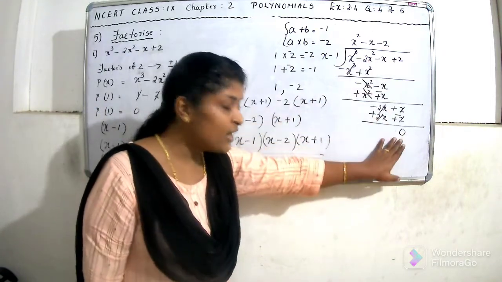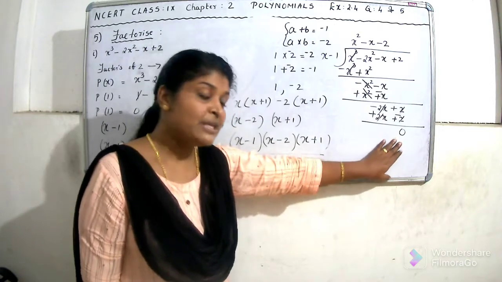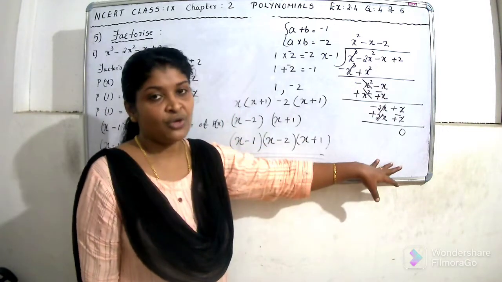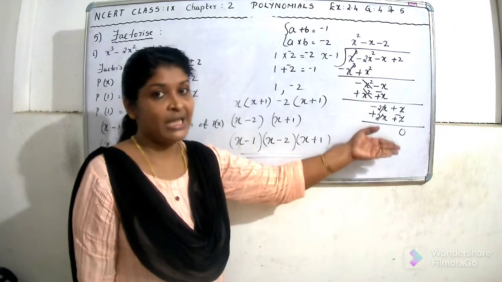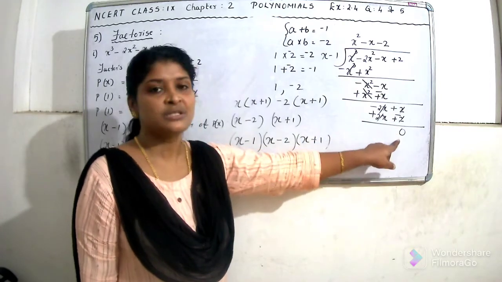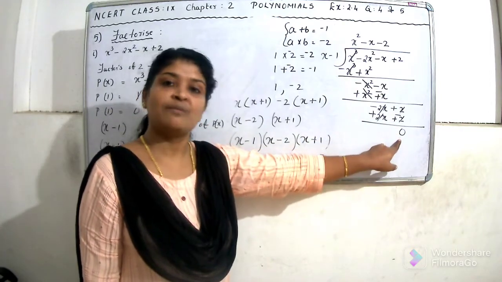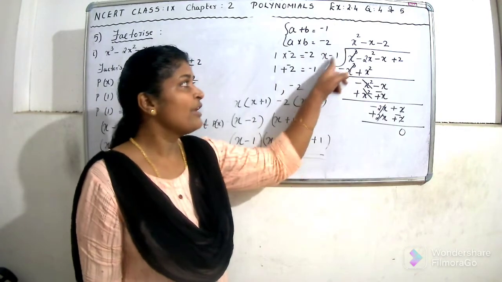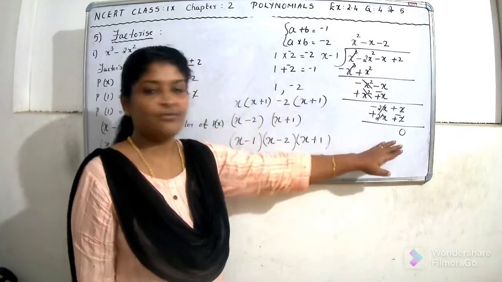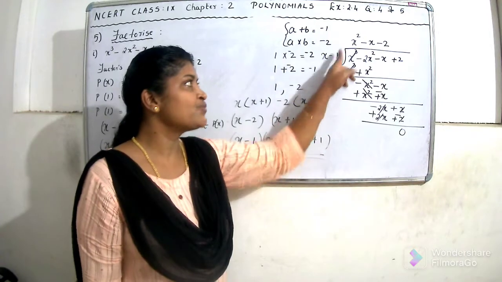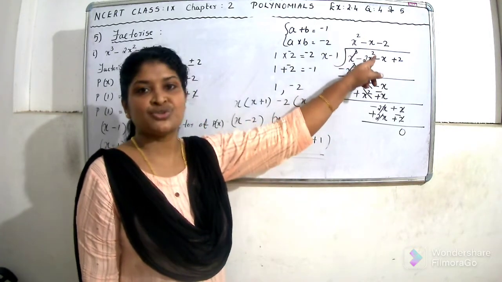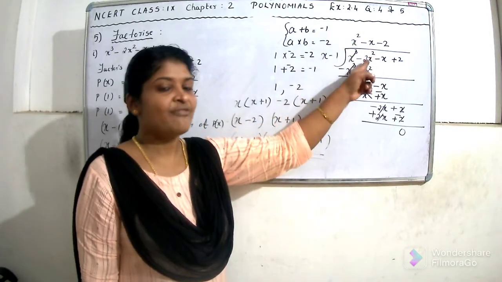If we are not getting remainder as 0, that means somewhere we got it wrong, so we have to do it again. Definitely in this division process, remainder will be 0. So when we did this process, we got 0. That means x minus 1 and x square minus x minus 2 are the factors.